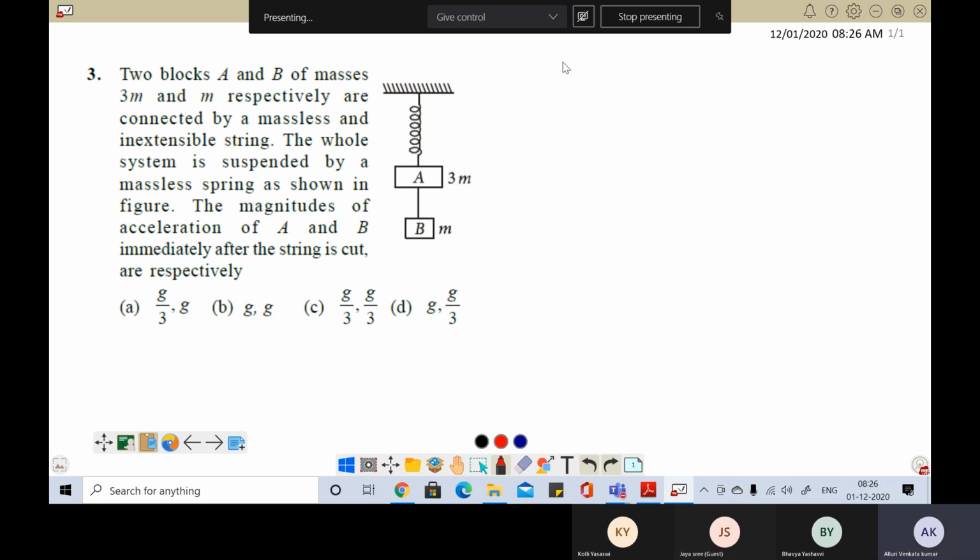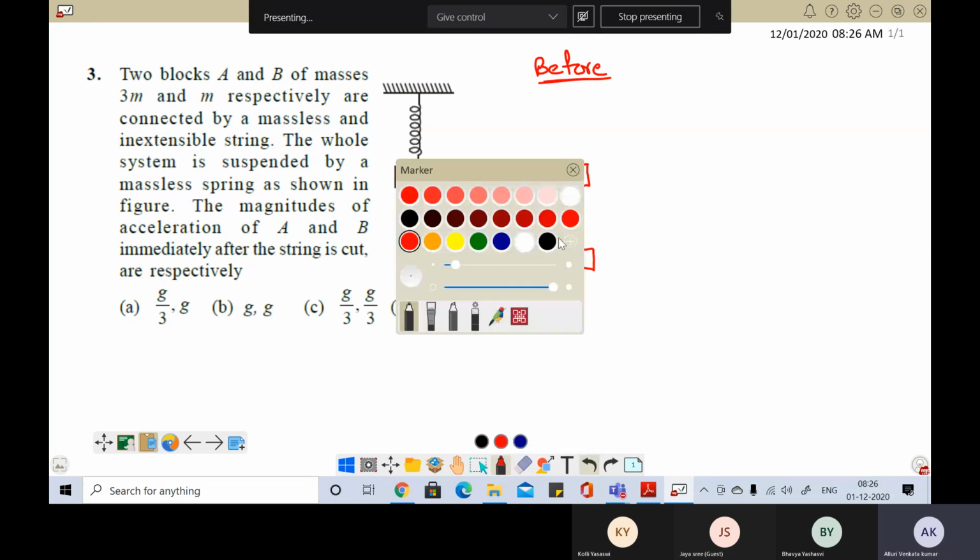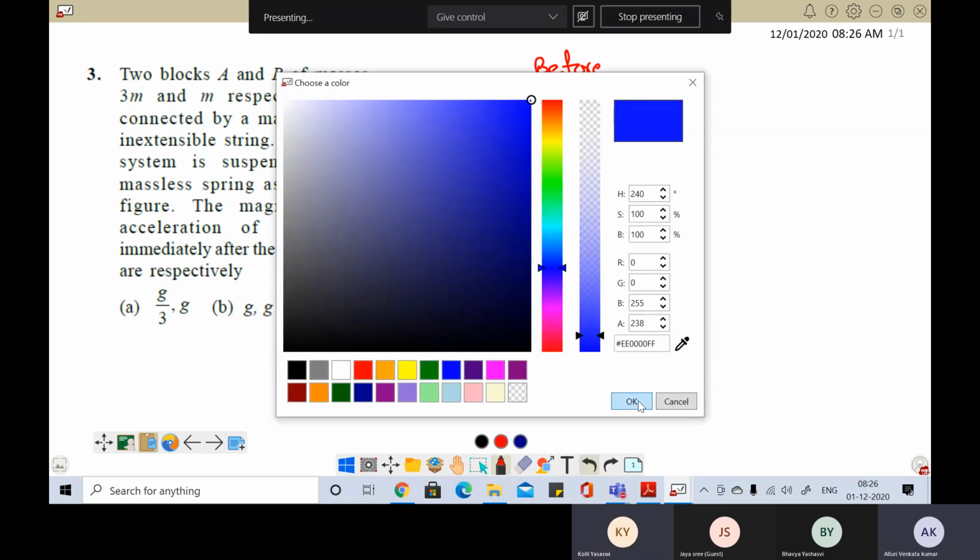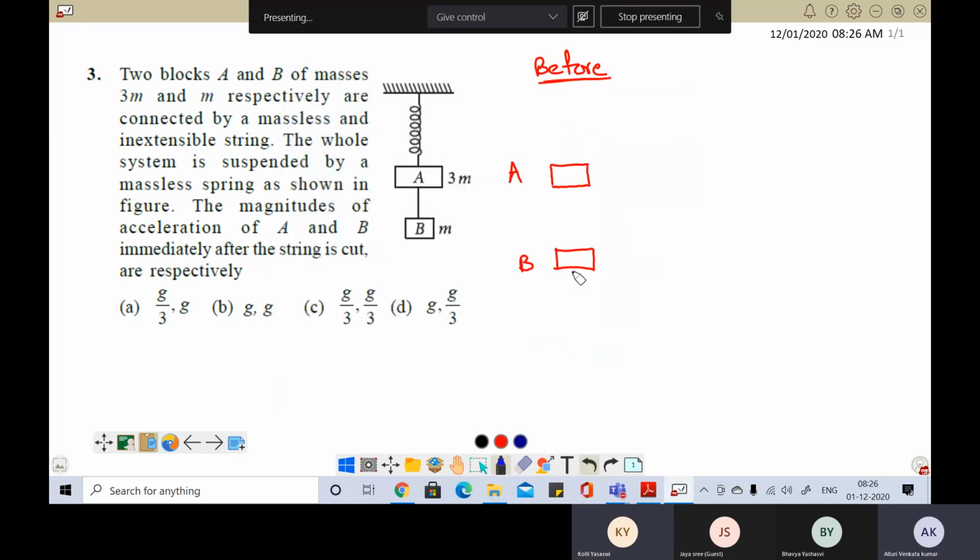what are the forces before cutting? Tell me, first one, block A, what are the forces? And this is block B, this is block A. Tell me the forces. What are the forces? So gravitational force 3mg for A, but first let us solve for B. For B, mg, and tensional force upwards. Correct.